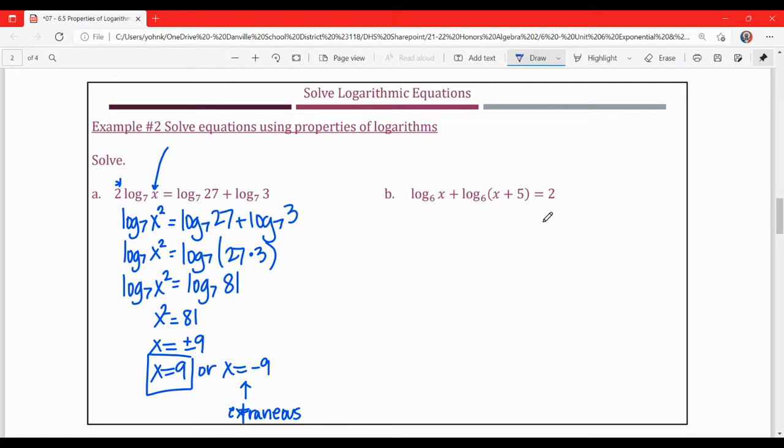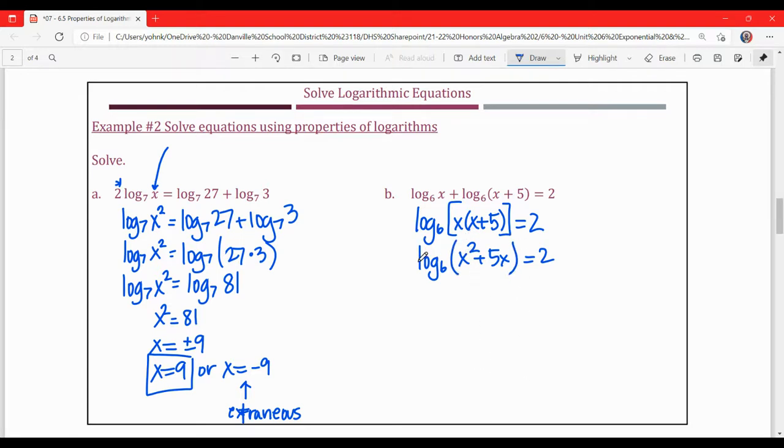If we look at letter B, it looks like I have addition going on the left-hand side, so I can combine by multiplication. So log base 6 of x times x plus 5 equals 2. So I can distribute: log base 6 of x squared plus 5x equals 2. And I'm going to put this in a grouping symbol.